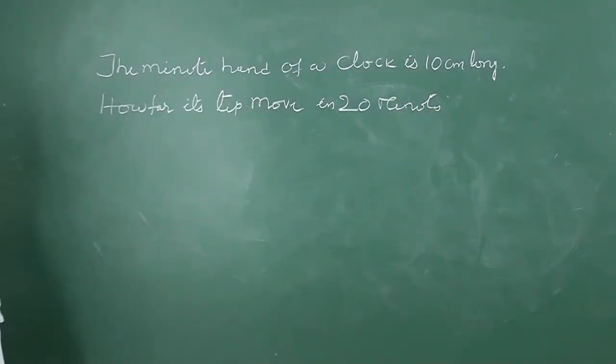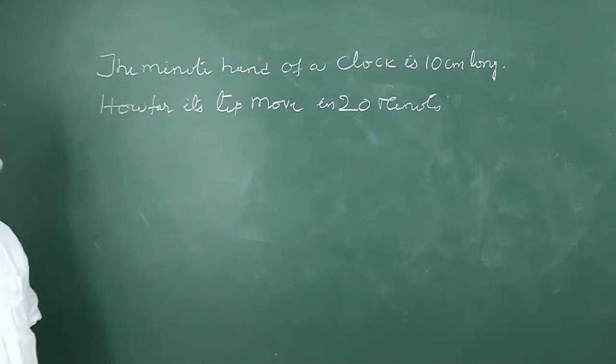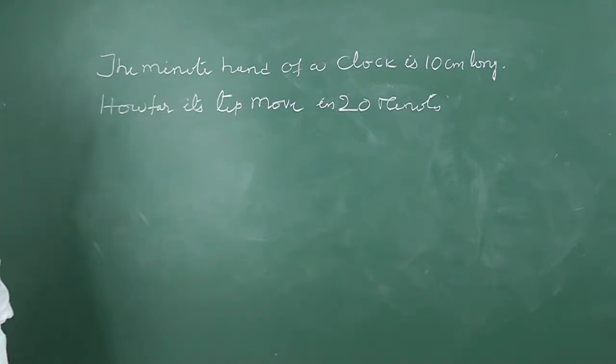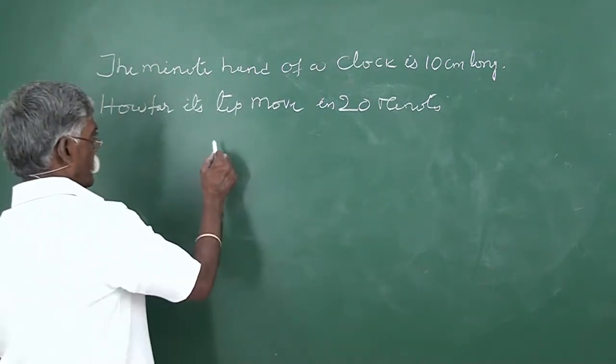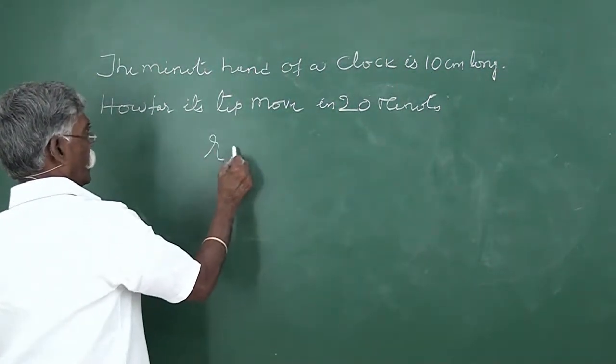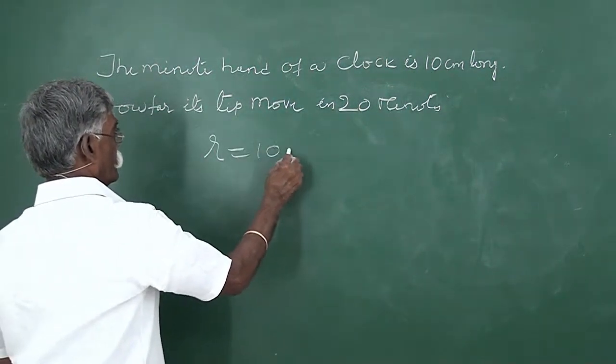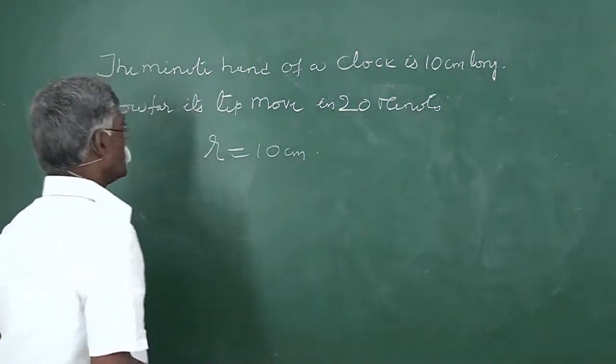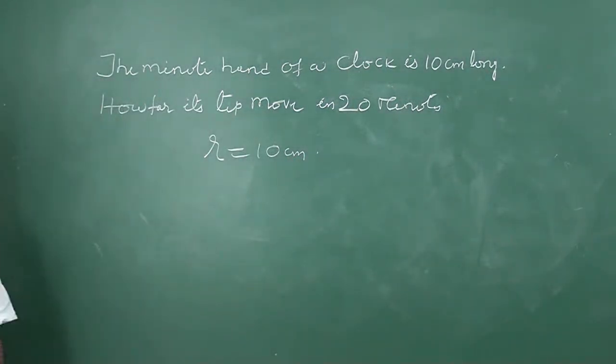Now we are asked to find the length of the arc described by the minute hand of a clock. The minute hand of a clock is 10 centimeters long. So therefore as it revolves, the radius of the circle is 10 centimeters. How far does the tip move in 20 minutes?